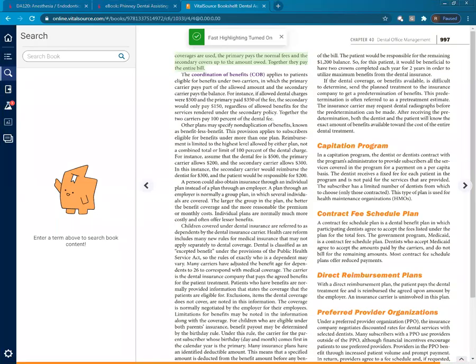Okay, so coordination of benefits, COB. This applies to patients that are eligible for benefits under two carriers, in which the primary pays for part of the allowed amount and the secondary pays for the balance. So for an example here, they show if allowed dental charges were $500 and the primary paid $350, the secondary would only pay $150 regardless of the benefits or what they allow under the second policy. Together, they'll pay 100% of the dental fee. You'll have patients ask, well, if it covers up to this, can you not cut me a check for the difference? They're trying to get cash back, and that's insurance fraud. Can't do that.